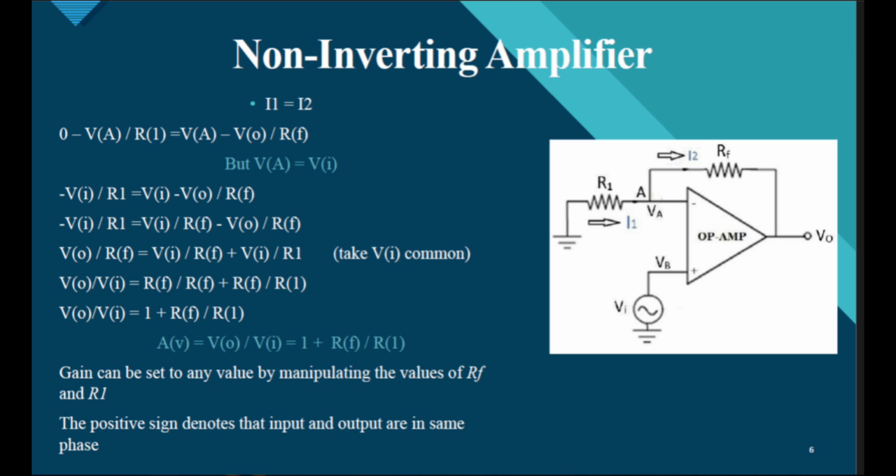Since Rf by Rf would be 1, so we can write V0 by Vi is equal to 1 plus Rf by R1. And we know V0 by Vi is Av, so Av gain is equal to V0 by Vi is equal to 1 plus Rf by R1. Gain can be set to any value by manipulating the value of Rf and R1. The positive sign denotes that input and output are in same phase.